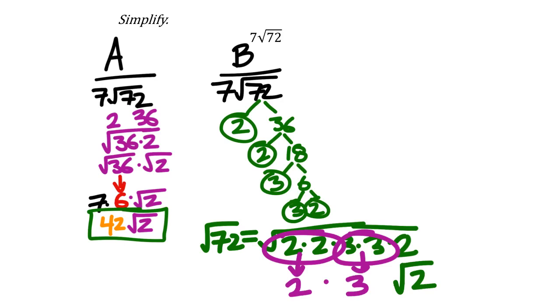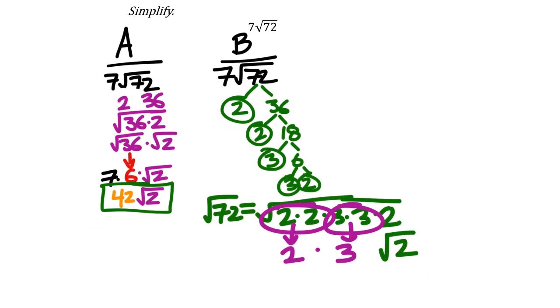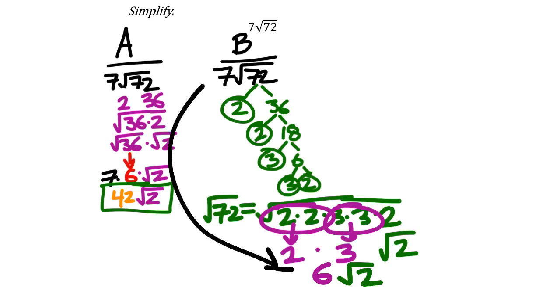Well, 2 times 3 is 6. So we got 6 out of that. 6 times the square root of 2. Well, that's different than the answer that we have over there. That's because I haven't factored in the 7. 7 times 6, still 42. And then the square root of 2 is still the square root of 2. So again, it's the same answer, different method, and it works.